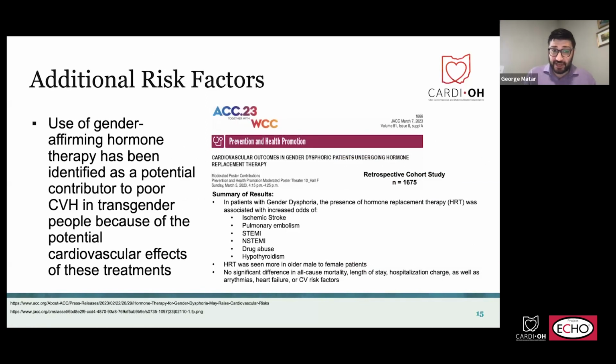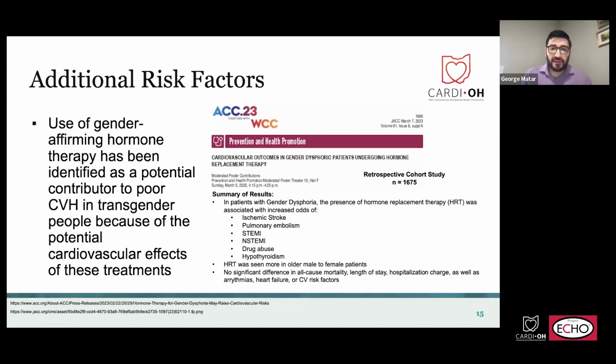So in addition to HIV, we also have the use of gender-affirming hormone therapy, which is identified as a potential contributor to poor cardiovascular health in transgender patients. And this is one study on the right that talked about the cardiovascular outcome in gender dysphoric patients who received hormone replacement therapy, primarily transgender women who were receiving estrogen therapy. What they saw in this study was that there was an increased odds of ischemic stroke, pulmonary embolism, STEMI, drug abuse, and hypothyroidism in these patients that were receiving hormone replacement therapy.